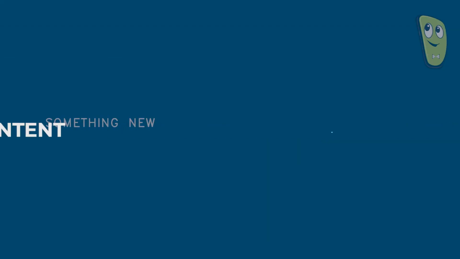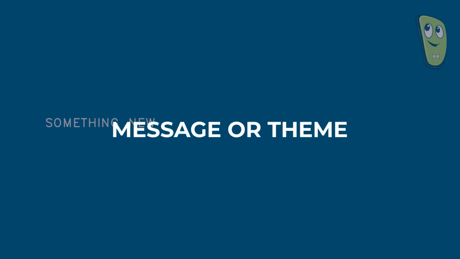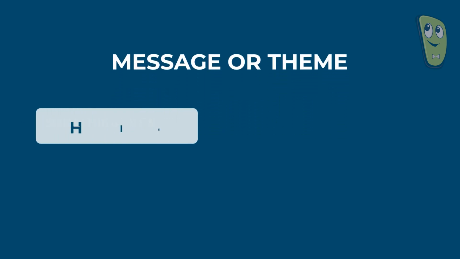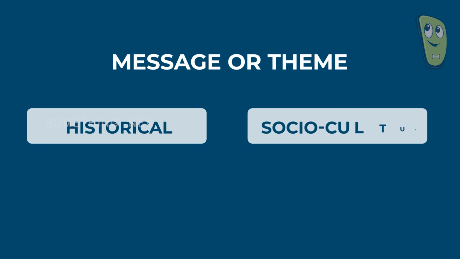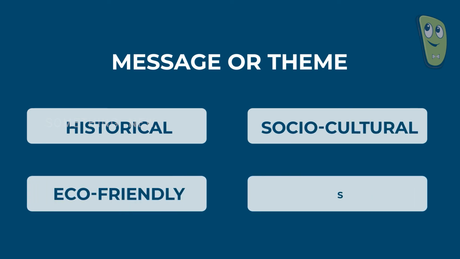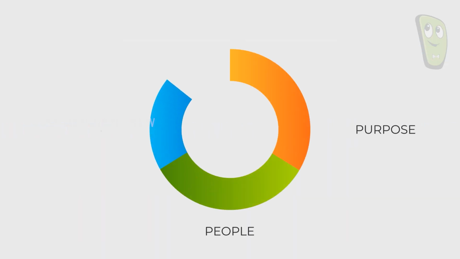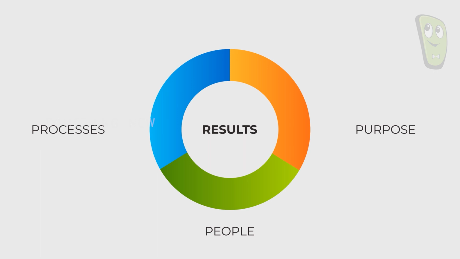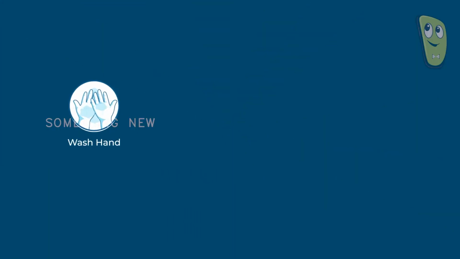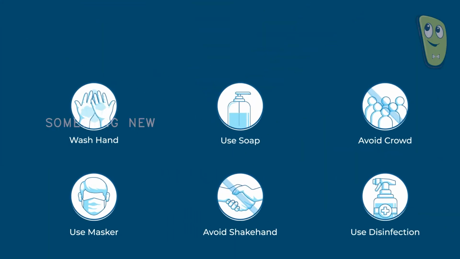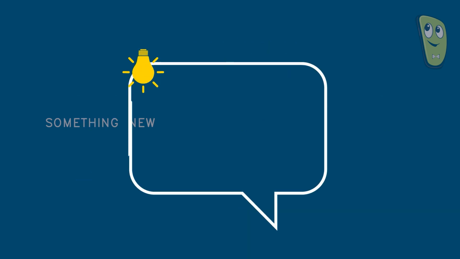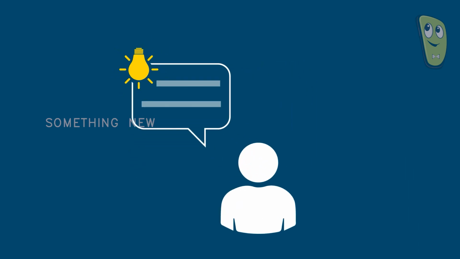Content. A message or a theme of the design is called the content. The theme can be historical, socio-cultural, eco-friendly, or scientific, and so on. Function. It is the purpose or application of the design to deliver results. Design can be informative. For instance, it can create awareness or provide information about something. Design can express our thoughts or emotions.